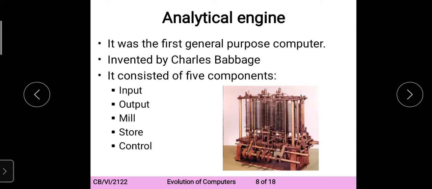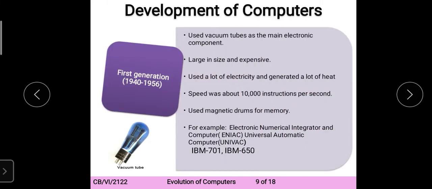In the previous classes, we learned about the devices that were used for calculation. Then computers were developed, and with each generation there are changes in computers. There are five generations of the computer. The first generation was invented in 1914 and was in use till 1956.